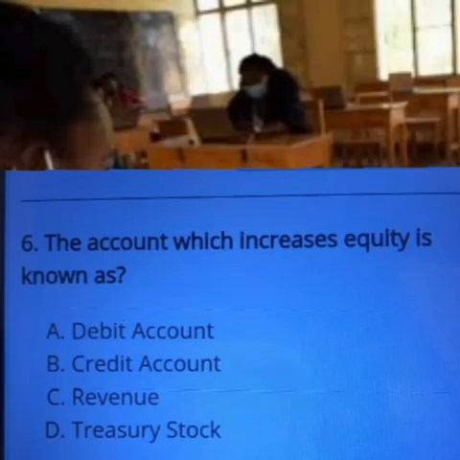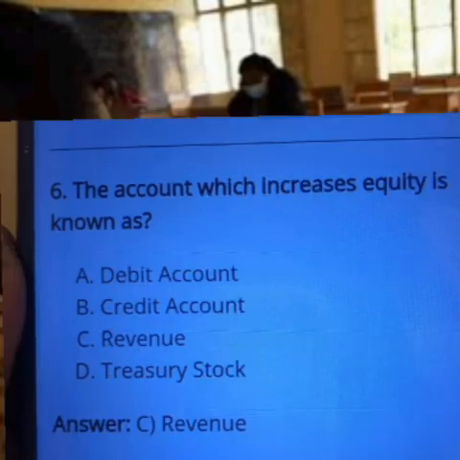Question number 6. The account which increases equity is known as A. Debit account. B. Credit account. C. Revenue. D. Treasury stock. The true answer is C. Revenue.